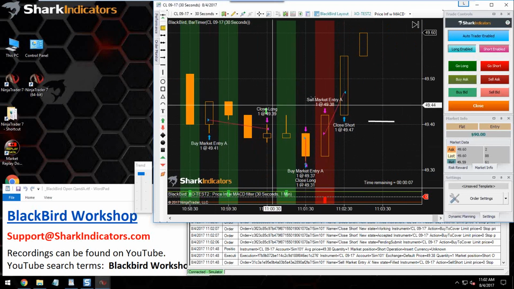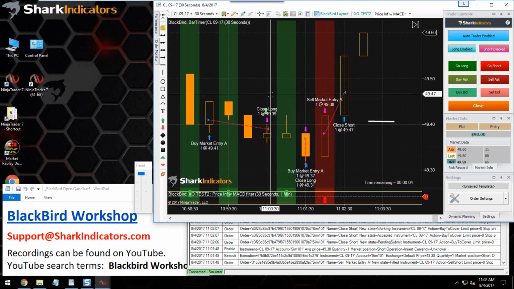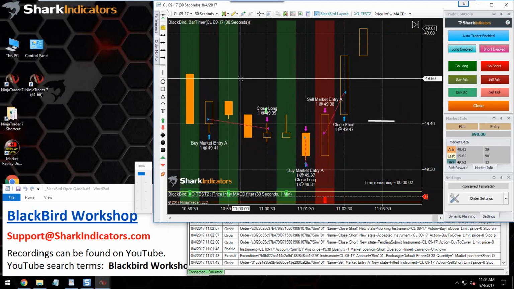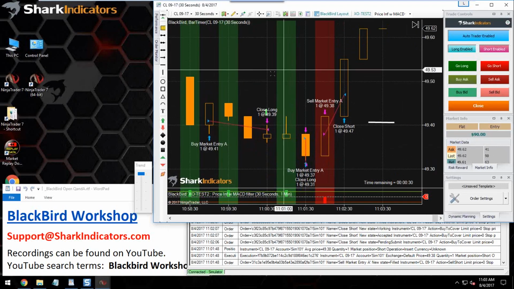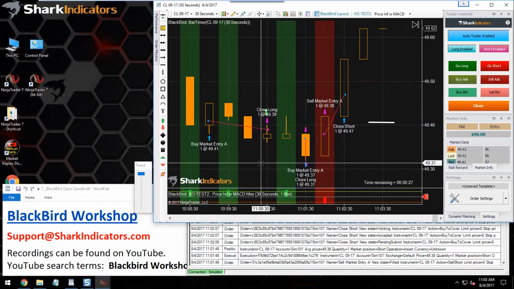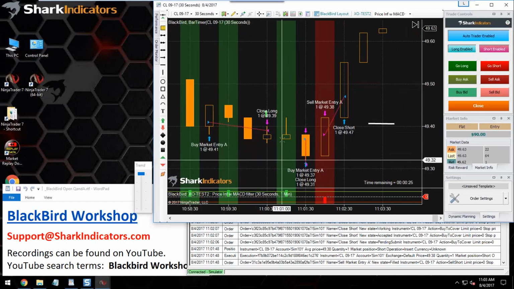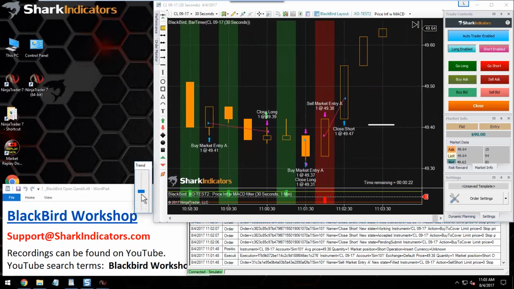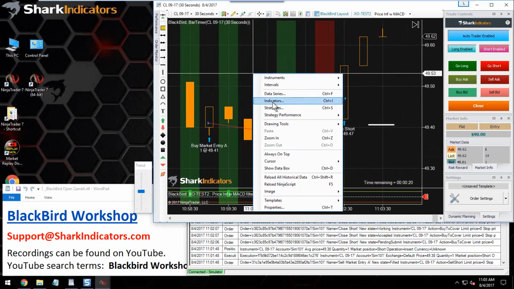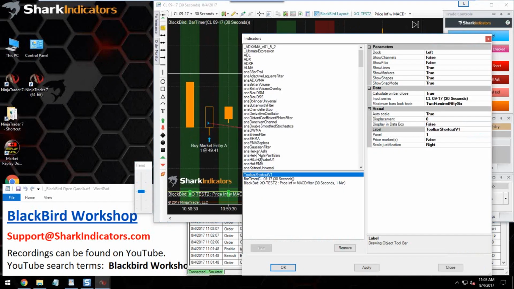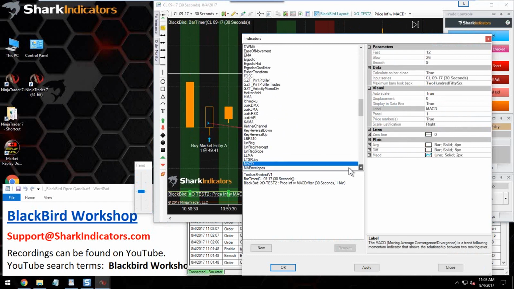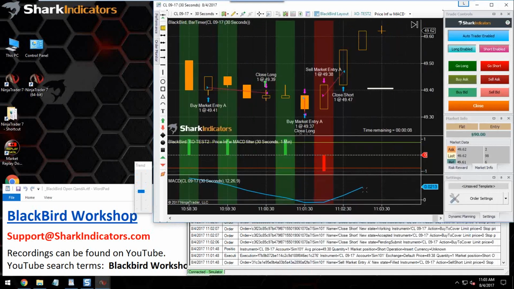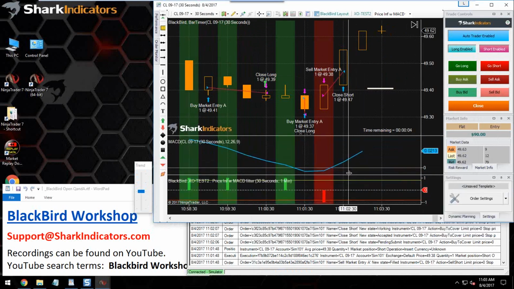So these simple example signals that I built in BloodHound use the MACD as a filter for all these bar reversals. So let me get the MACD on here so we can see if that MACD is above the 0 line. And yes, our MACD is above the 0 line again. Good.